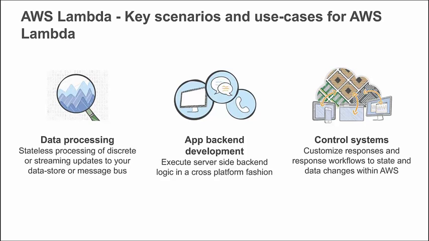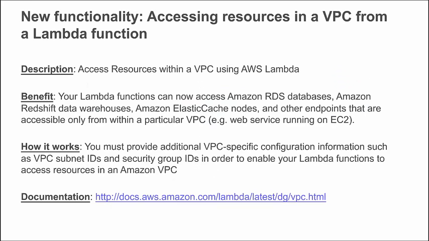So these were the key use cases I wanted to talk about. But now let's move over to the new functionality that we recently announced. And that was accessing resources in a VPC from a Lambda function. The benefit that you're getting here is you can now access resources such as Amazon Redshift data warehouses, Amazon ElastiCache clusters, Amazon Relational Database Service instances, or any service endpoints that are accessible only from within a particular VPC.